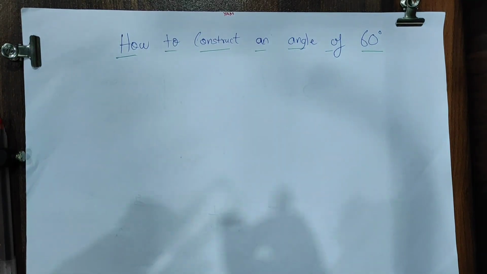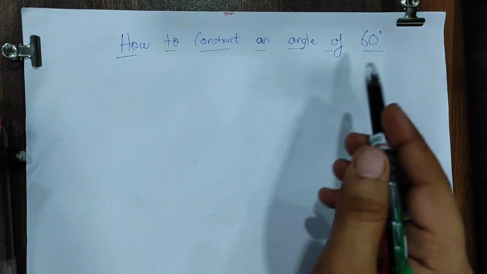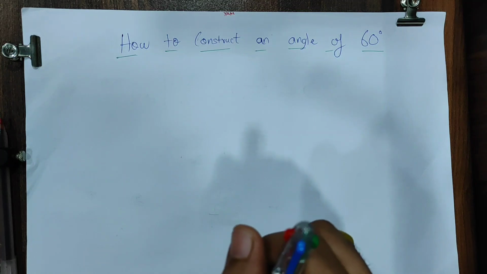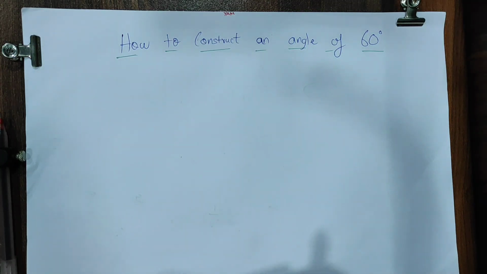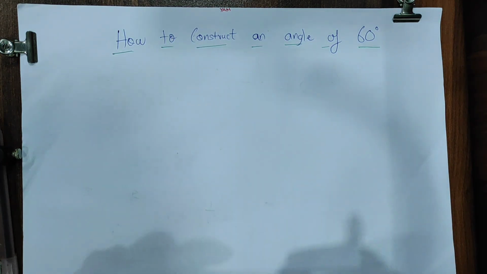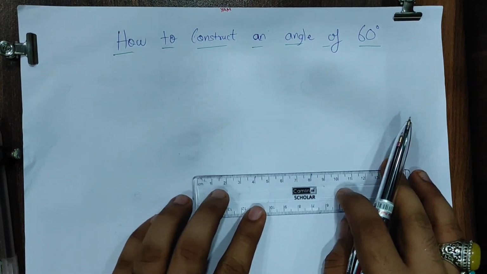To start with the topic, there is no question. I have not given you any question like, draw this triangle or draw that triangle. How to construct an angle of 60 degrees? Basically some sides or measurements of the triangle will be given to you. So randomly, students, I am taking any base over here, any measurement over here.